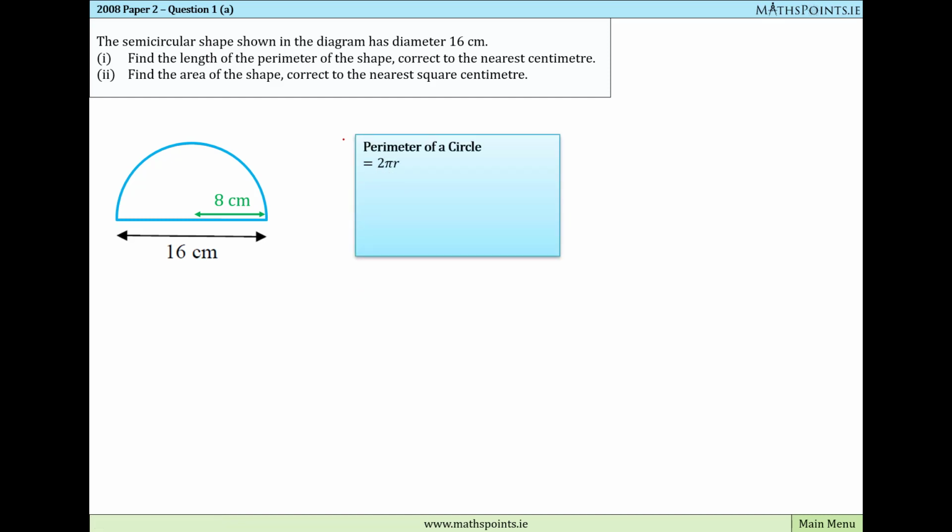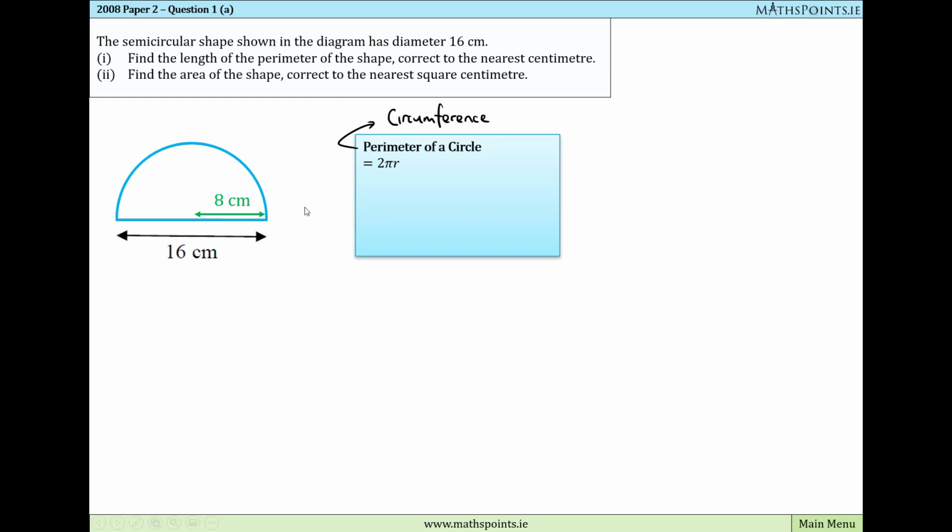Now, the terms perimeter and circumference, when referring to circles, are interchangeable. So the perimeter of a circle is also known as the circumference of a circle. The reason they use the word perimeter in this question is because they're also referring to this line that goes across the bottom of the shape.